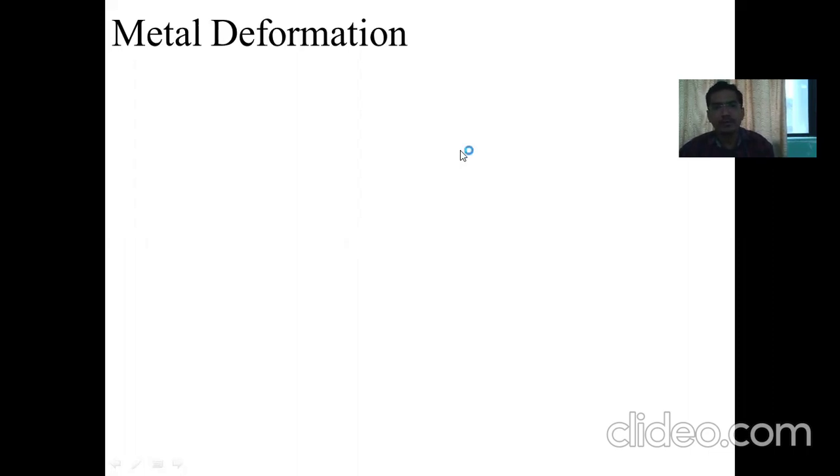So why does metal deformation occur? Because whenever we apply a load or force on a material, it will get deformed due to its property or nature. There are two types of deformation seen in metals. One is called elastic deformation, and the second is called plastic deformation. Now we will see in detail what is meant by elastic deformation and what is meant by plastic deformation.